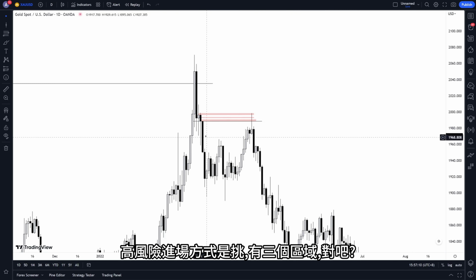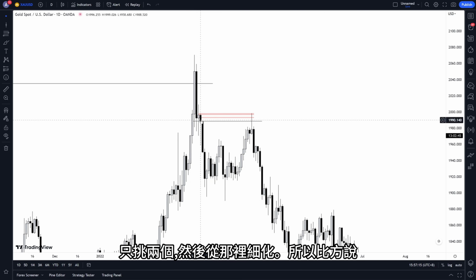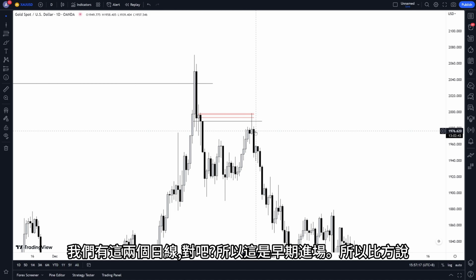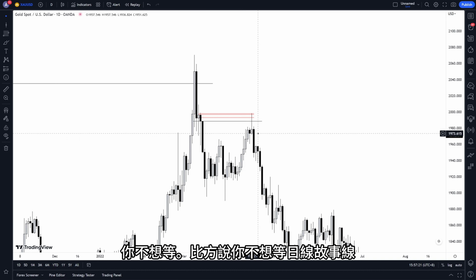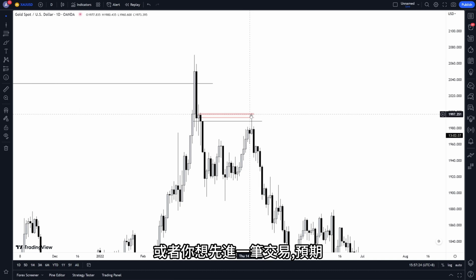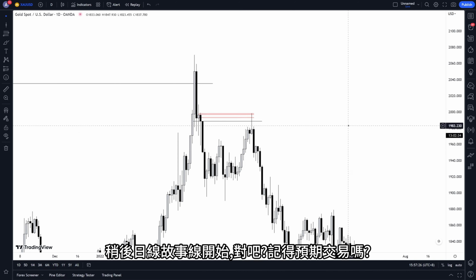The high risk way of entering is to pick, there are 3 zones, right? Pick only 2 and then refine from there. So let's say we have these 2 dailies. So this is the early entry. So let's say you don't want to wait for the daily storyline, or you want to enter a trade first in anticipation that later the daily storyline starts, right?